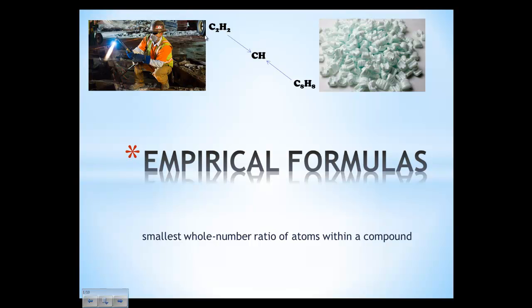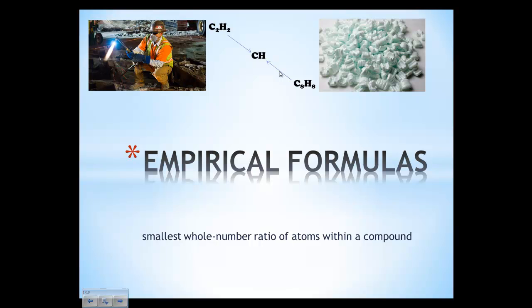So as an example, this is the formula for acetylene, C2H2, and this is the formula for polystyrene, which is a form of styrofoam, C8H8. But both of these can be narrowed down, or I should say simplified, to CH, C1H1. So they would have the same empirical formula, but their molecular formulas are different.